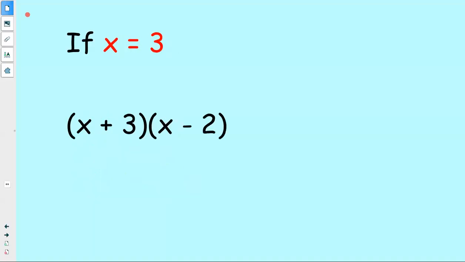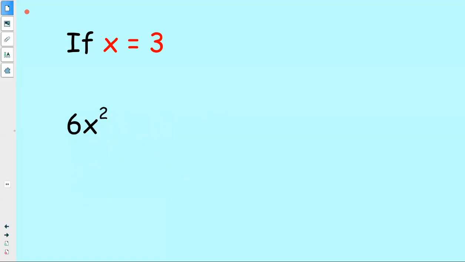If x is 3, what is the answer here? So we'll replace this with 3. Replace this with 3. And there's a multiplication sign in the middle of those two brackets. So 3 add 3 is 6. Multiplied by 3, subtract 2 is 1. And 6 multiplied by 1 is just 6.